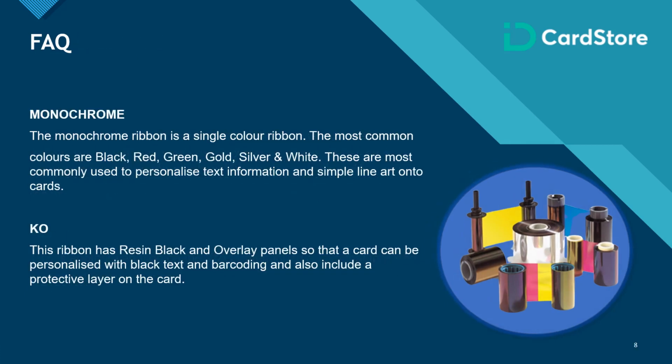The monochrome ribbon is a single color ribbon. The most common colors are black, red, green, gold, silver and white. These are most commonly used to personalize text information and simple line art onto cards. The KO ribbon has resin black and overlay panels so that a card can be personalized with black text and barcoding and also include a protective layer on the card.